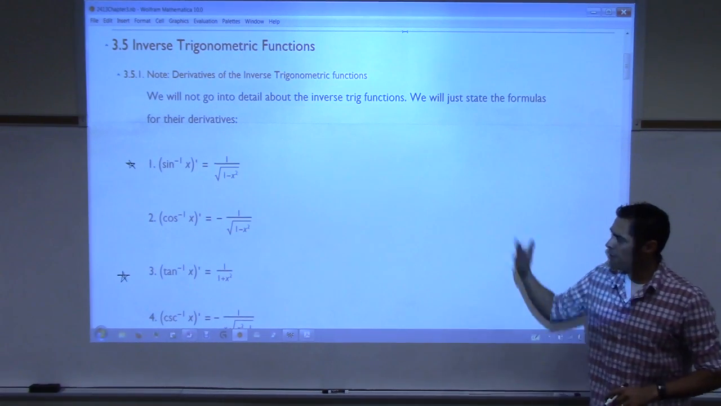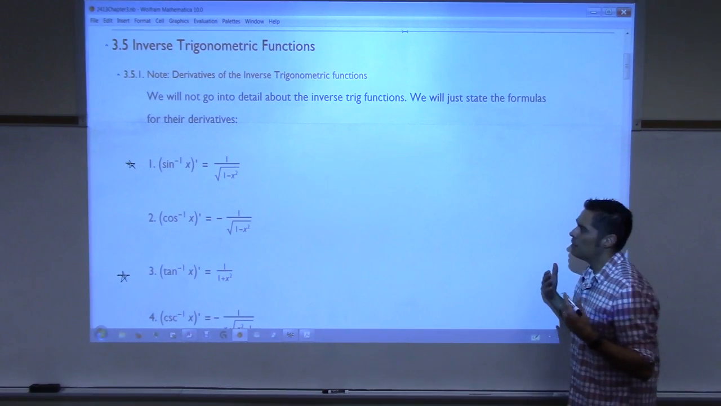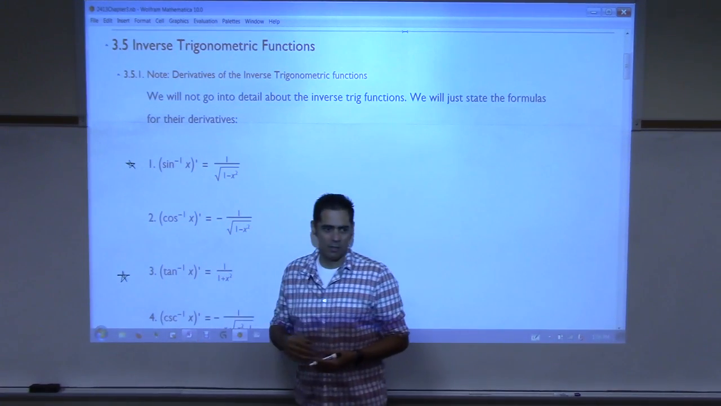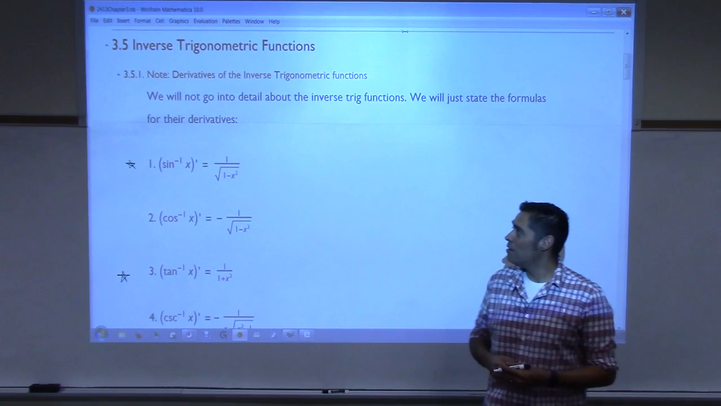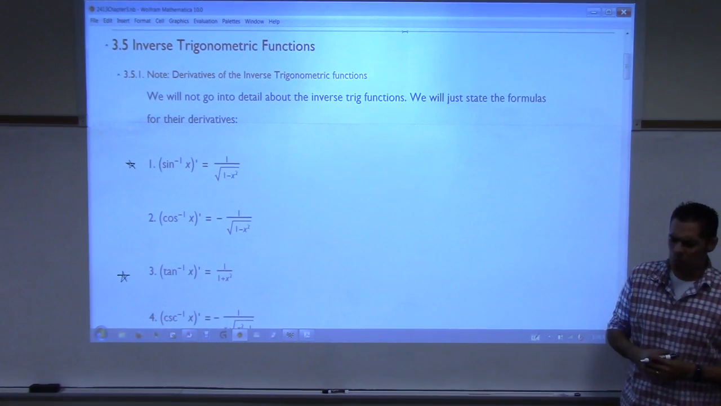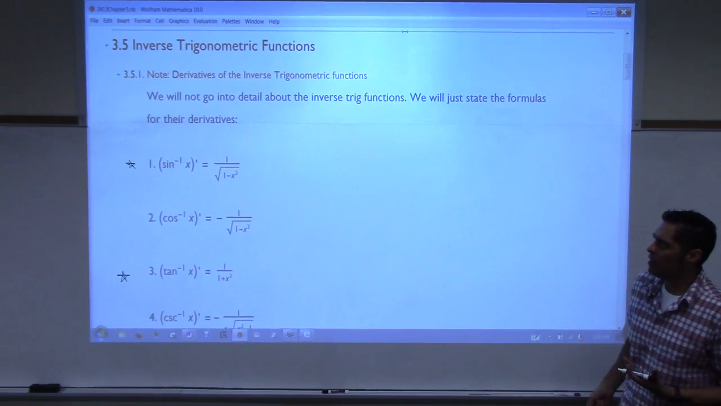So I'm going to show you the first one, all right? So how could we convince ourselves that the derivative of the inverse sine is 1 over the square root of 1 minus x squared? I mean, it seems weird. I mean, maybe you agree.